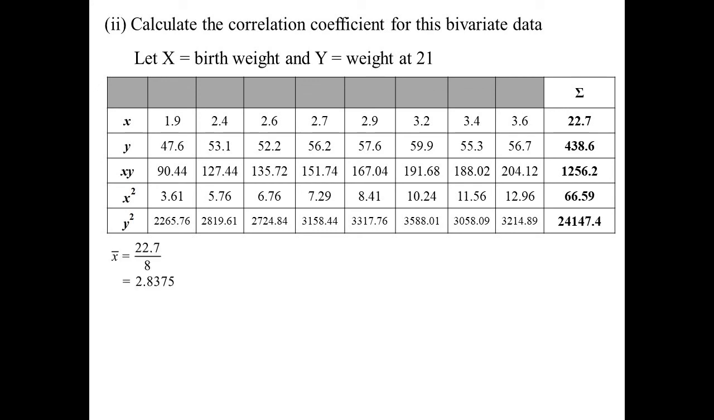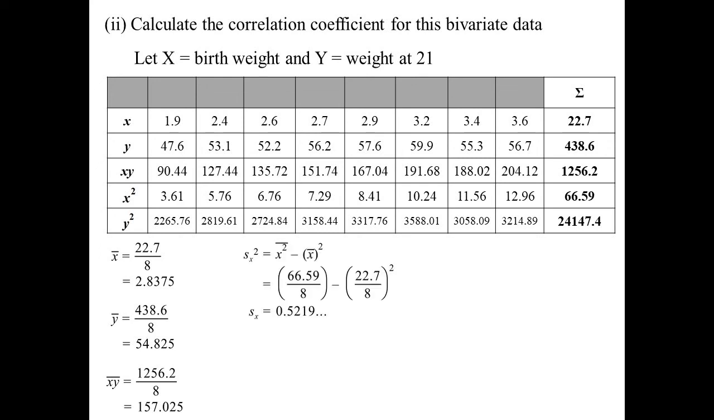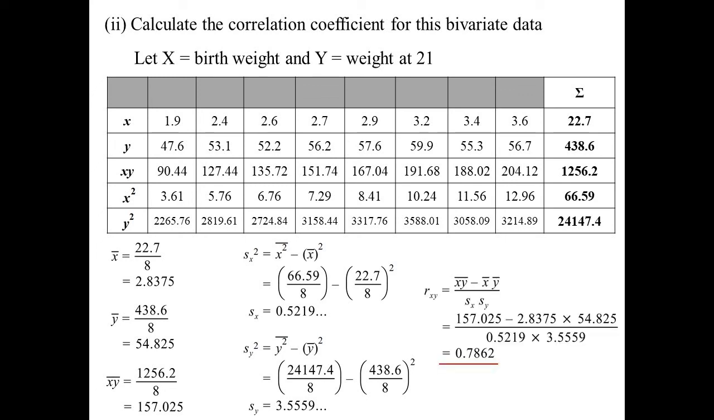Average will be the sum of the X divided by the frequency. Well, there were 8 pieces of data, so there's my average for X. And I can do the same with the Y's. There's my average for Y. I can now average the X times Y. We needed that in our formula as well. Now we can work out the variance of the X's, and then the square root of that will give me the standard deviation of the X's. Then I can do the same with the Y's. I think we now have all the information we need to sub into that formula. So the correlation coefficient turns out to be 0.7862. And that did fall into our category of strong.